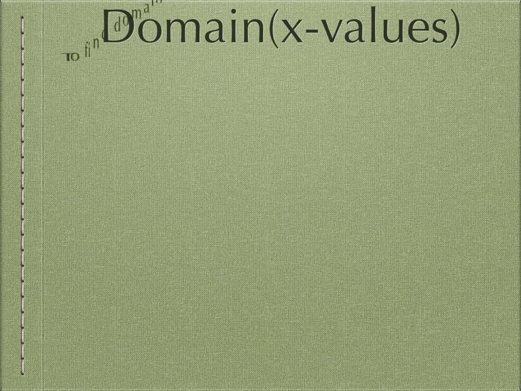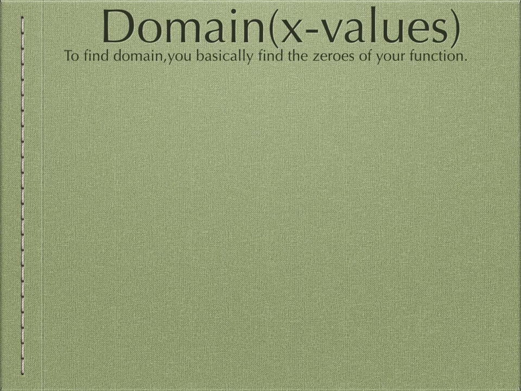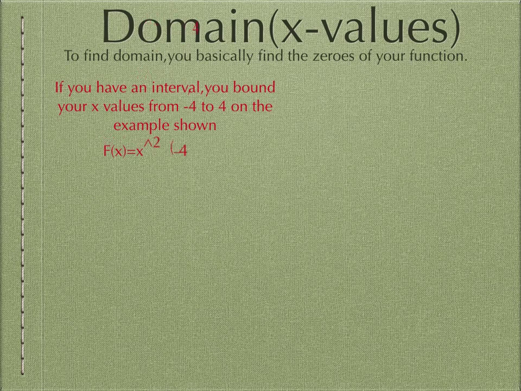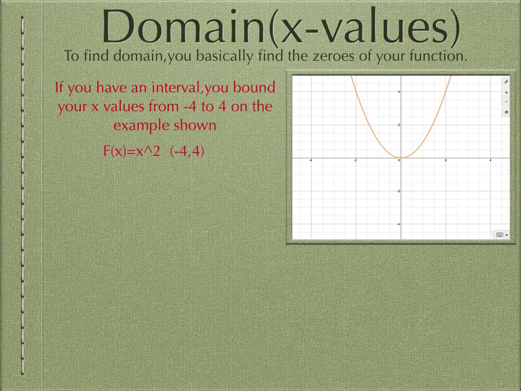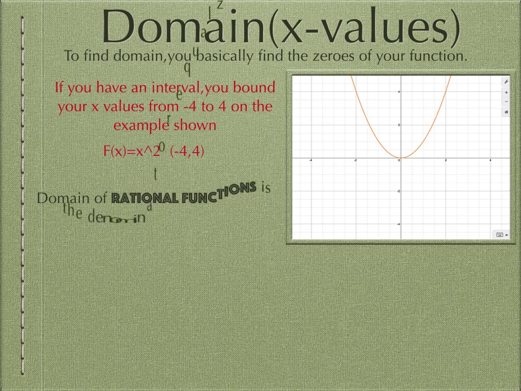Domain is basically the x-axis values. So let's say in the example shown on the picture, which is the x squared graph, we bound our graph between -4 and 4. So that would be our domain, which is our x values again.